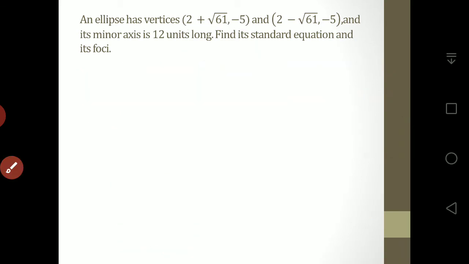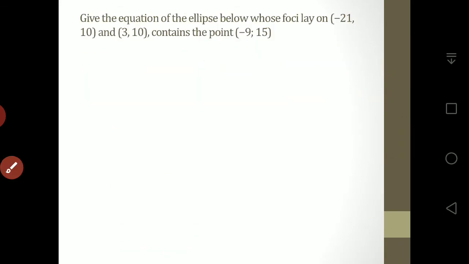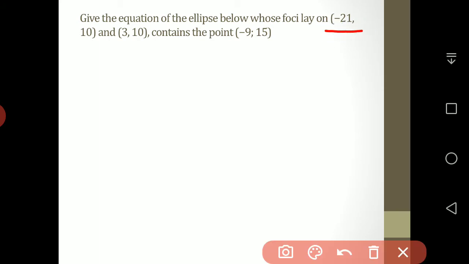Okay, we move on to the last example. Give the equation of the ellipse below whose foci lie on (-21, 10) and (3, 10). So the foci are here. Let's say this is focus 1, and this is focus 2, and (-9, 15) here is a point. Okay, first we need to get the location of the center.